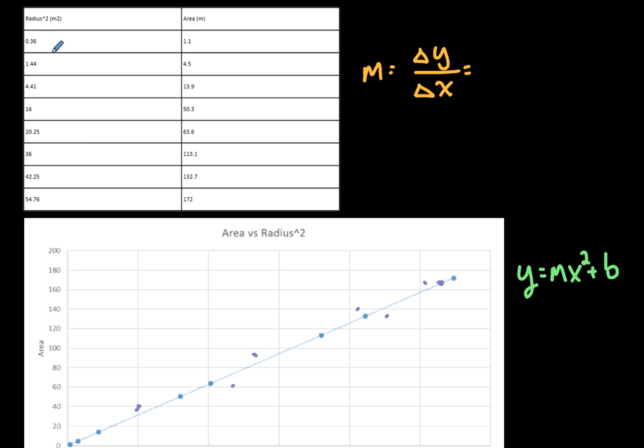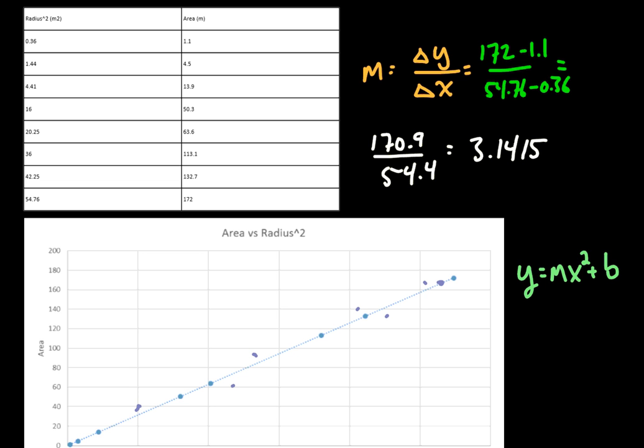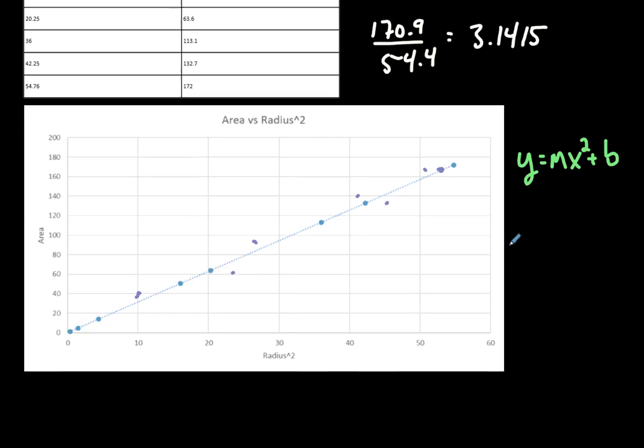So let's go delta y. We can go 172 subtract 1.1, over our run, which is 54.76 minus 0.36. We'll just get our calculators out and do some math. All right, so here's our slope, 3.1415.